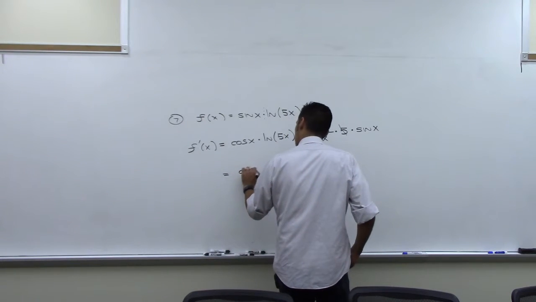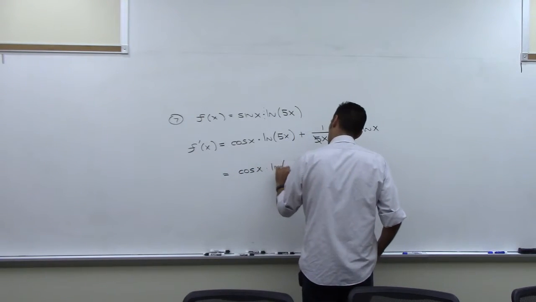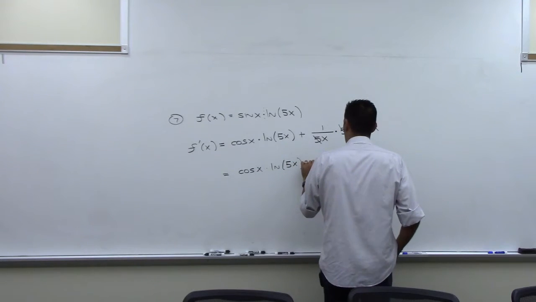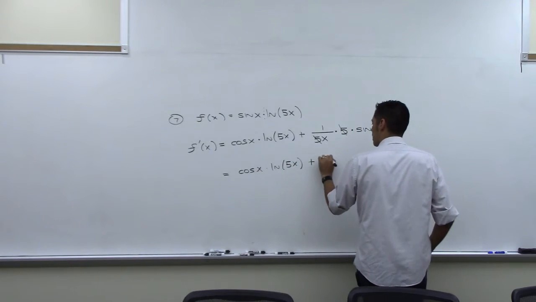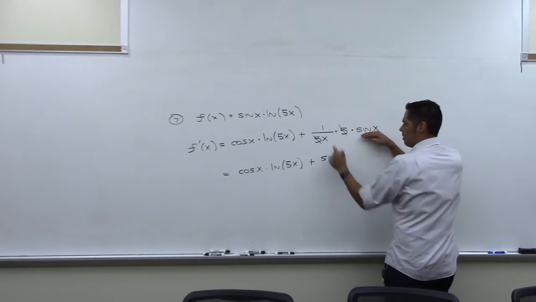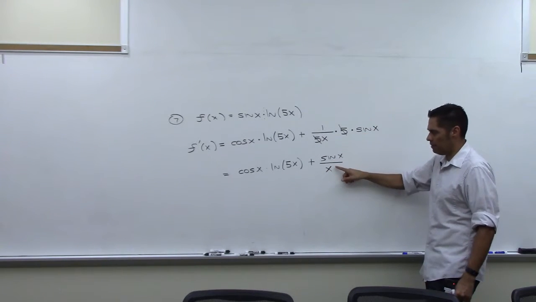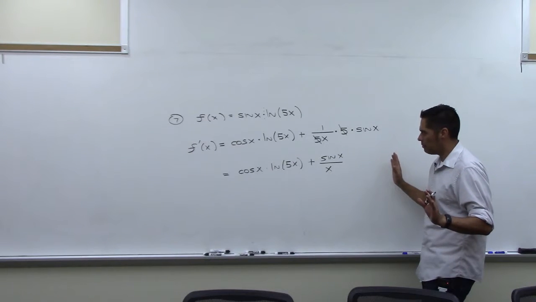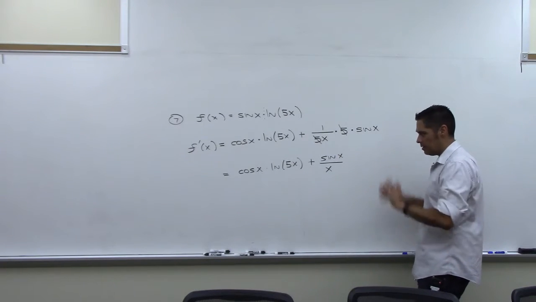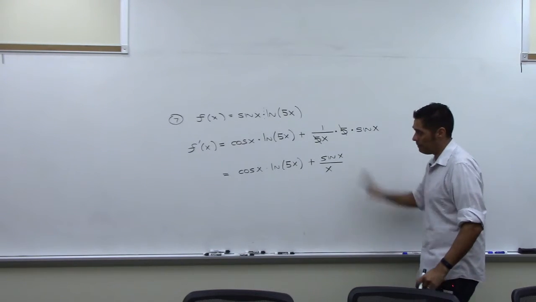This is going to be cosine x times natural log 5x plus sine x, that's this right here, but I had an x on the bottom, over x. And don't tell me that this goes to 1, because we're not taking a limit, right? We're not letting x go to 0 or anything. This is just the derivative of the function. So that's it.